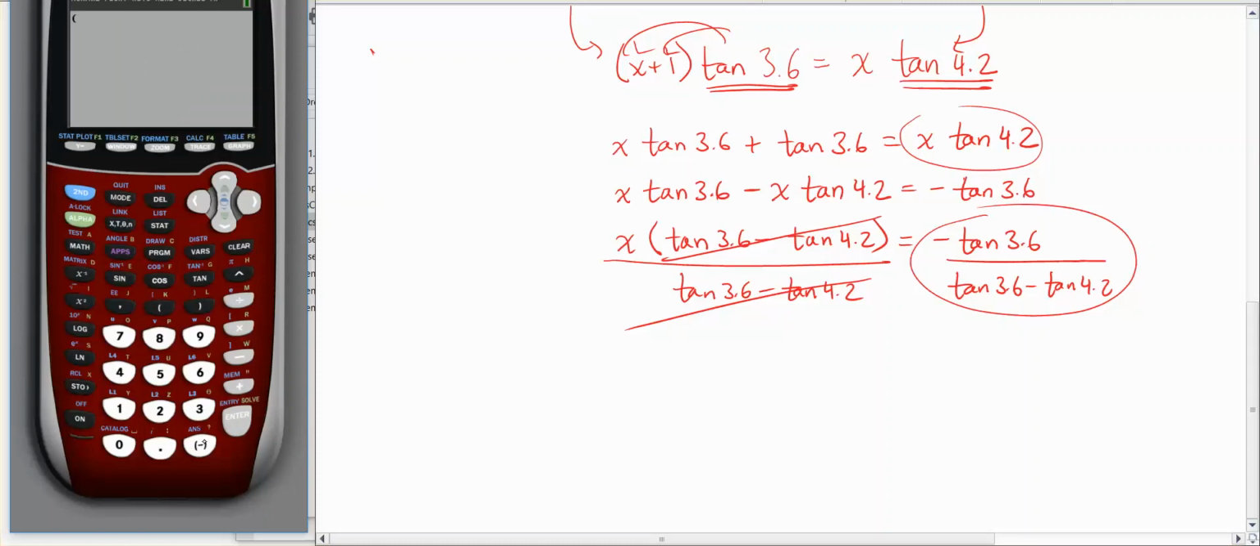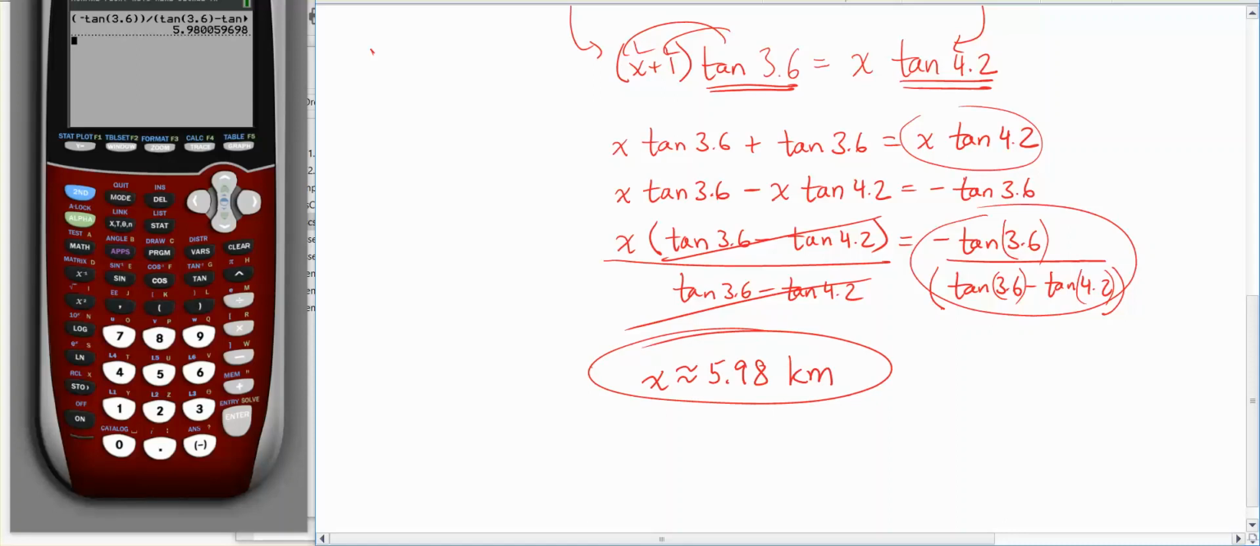I'll put the numerator in its own parentheses, negative tan 3.6, and I'll divide it by, and then this has to go in its own parentheses so that it knows that's the whole denominator. So it's tan 3.6, and I'll close that parentheses, and then minus tan 4.2. And then I'll close that extra parentheses, hit enter, and it comes out to be X is about 5.98, and the units in this case are kilometers. Okay, so now we have X.